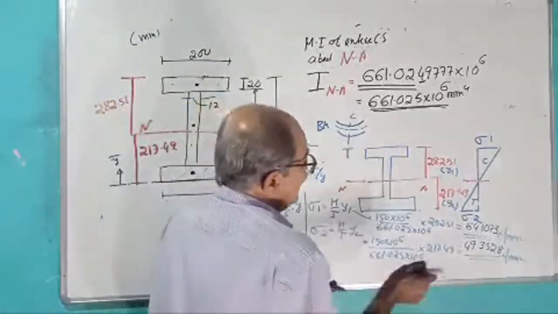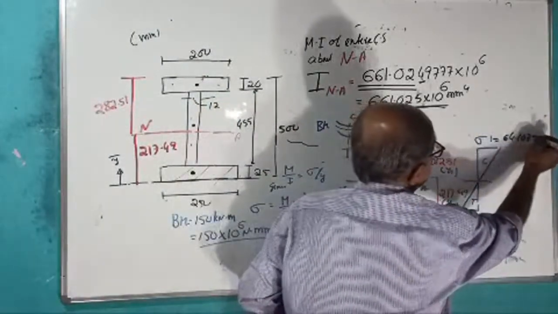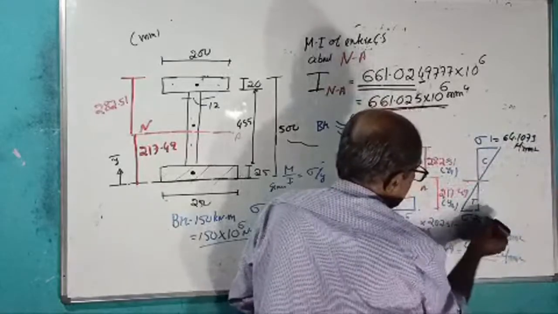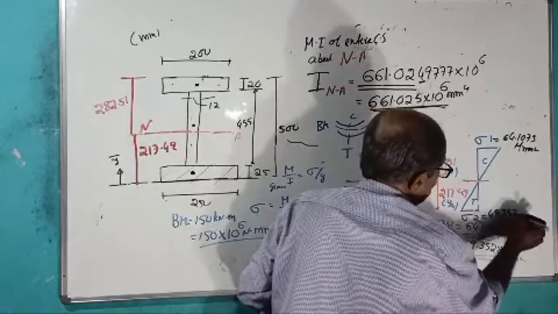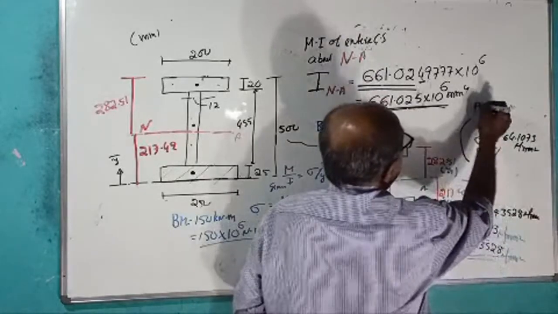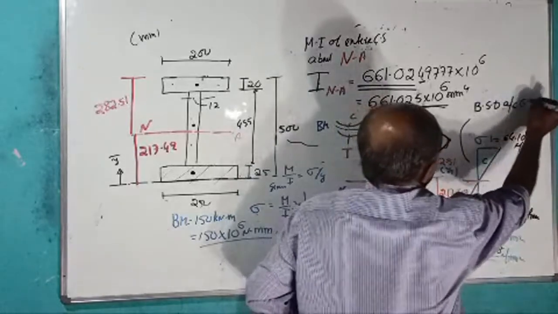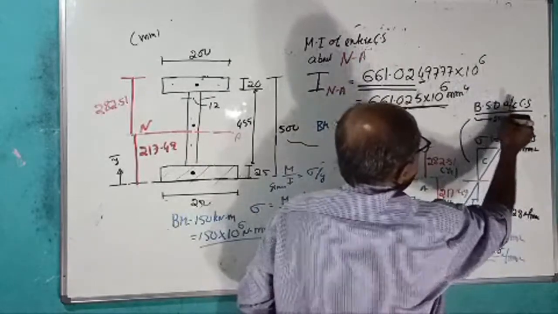Therefore, I will enter here. This is sigma 1 equal to 64.1073 Newton per mm square. This is sigma 2 equal to 49.3528 Newton per mm square. This is the bending stress distribution across the cross section when the cross section is subjected to.